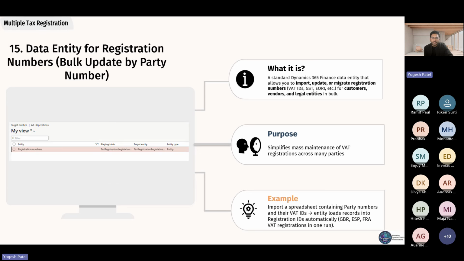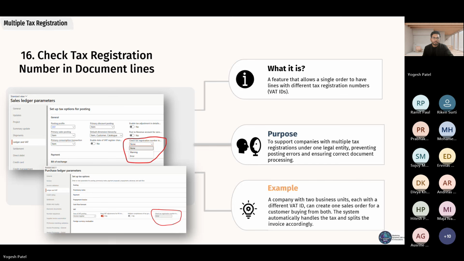There's also a data entity available for registration number. So if you want to bulk import your registration numbers against master data, you can use this data entity. It is a standard data entity available out of the box. And this brings us to tax registration number on document lines.